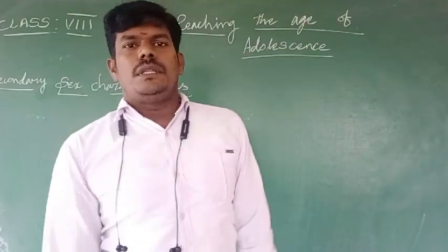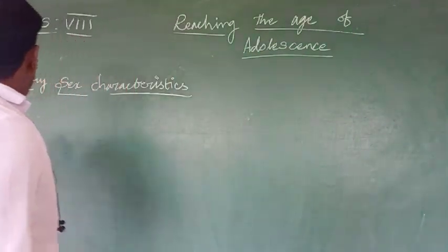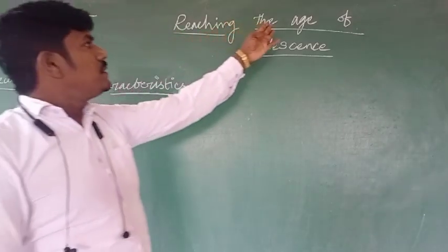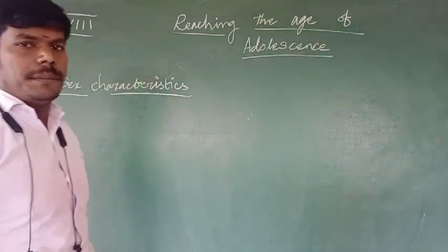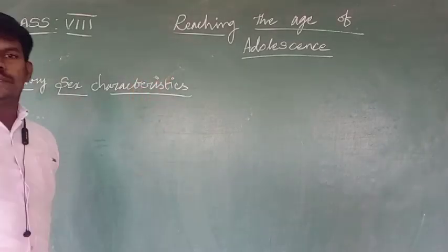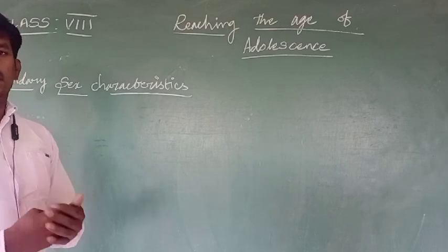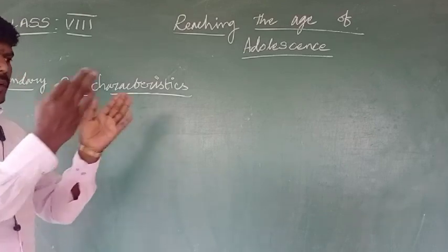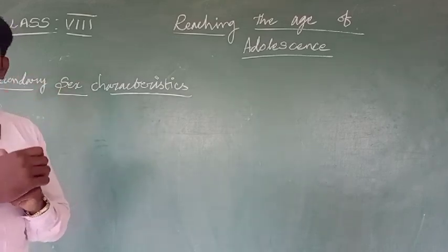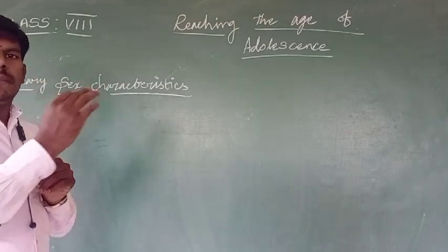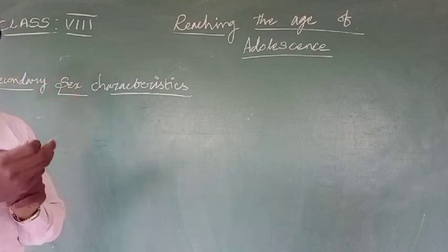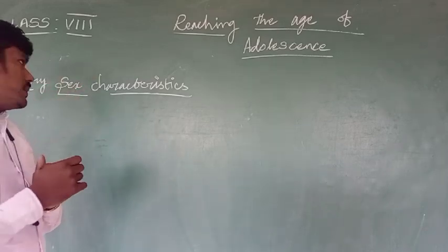Hello students, in this video we will discuss secondary sex characteristics on reaching the age of adolescence. Before that, I gave the introduction about what adolescence means. When we reach adolescence, in girl and boy children, what are the characters, what are the behaviors, and what hormones will be secreted during puberty? Puberty means what? Sexual maturity means what? Already you know very well.